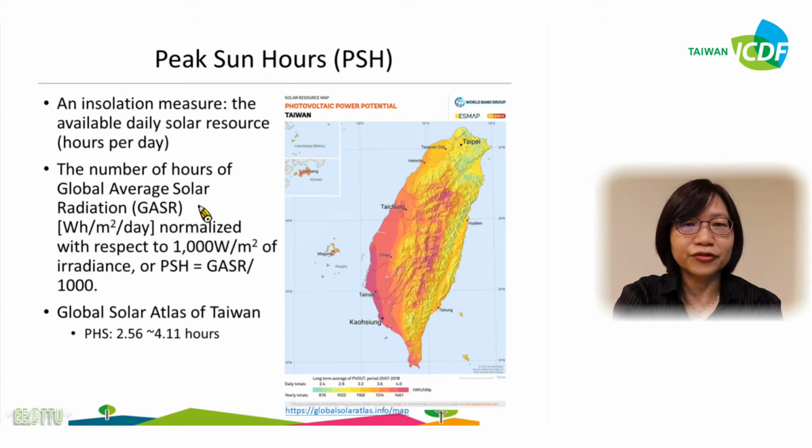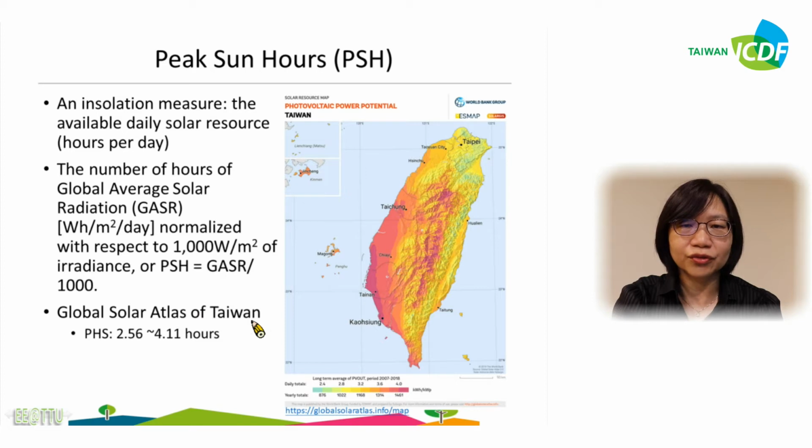And this slide gives you a brief review on peak sun hours. Remember that the peak sun hours is a way to measure the insolation. And it represents the available daily solar resources. And the unit is hours per day. And how to calculate that? We can actually calculate the output power generated for a day in a square meter, and then normalize that by the unit that called 1 kilowatt per square meter, and then we can get the PSH, peak sun hours.